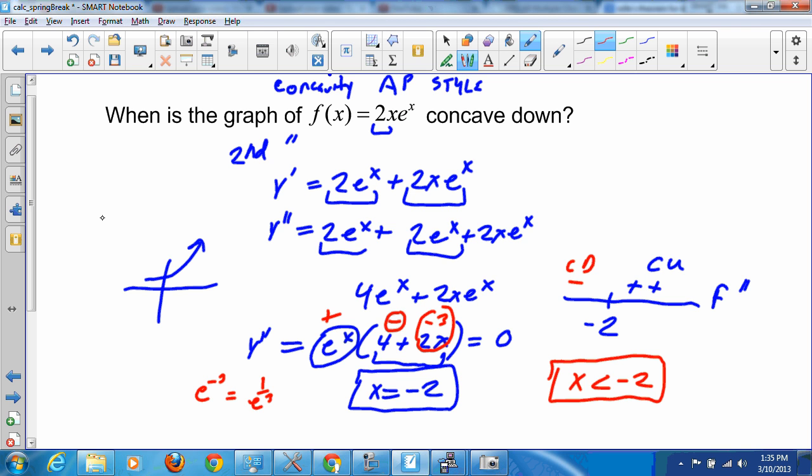Alright, so here they're basically testing you on your ability to take the derivative using the product rule, understanding the concept of the second derivative and what it means. And let's take a look at another one.